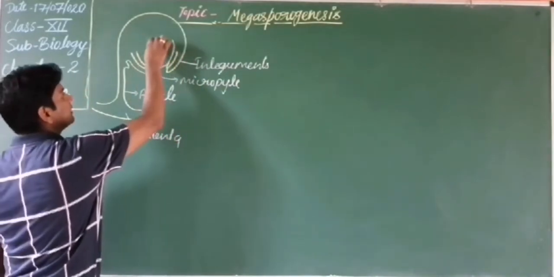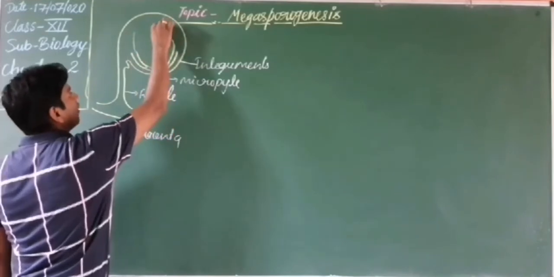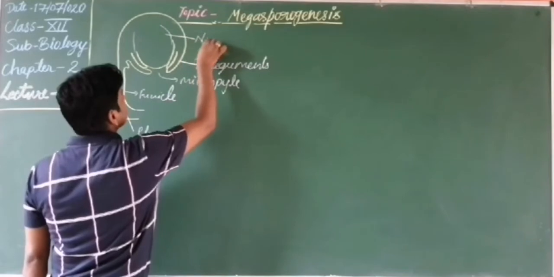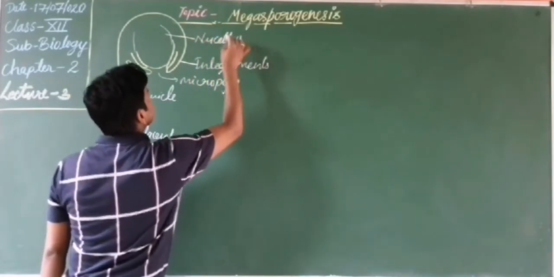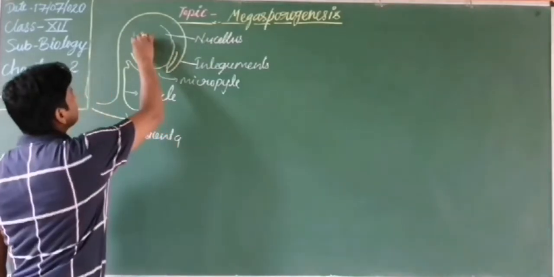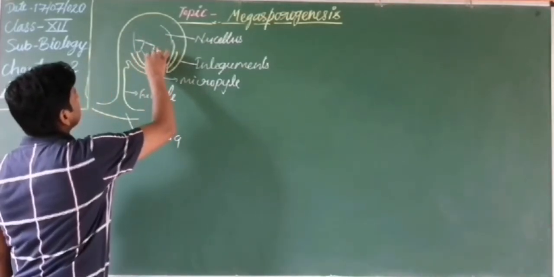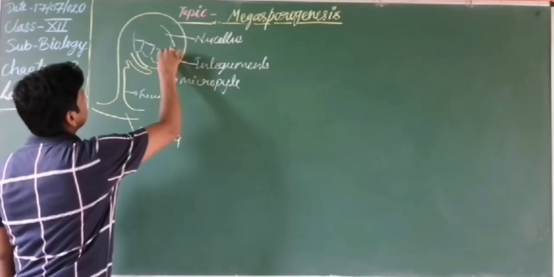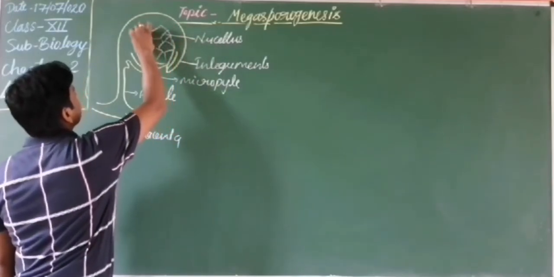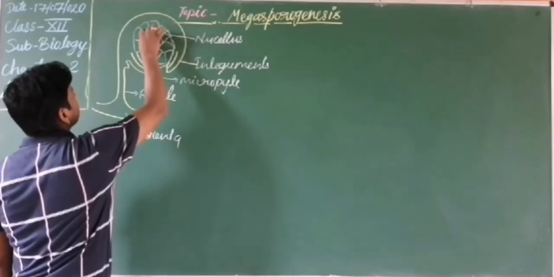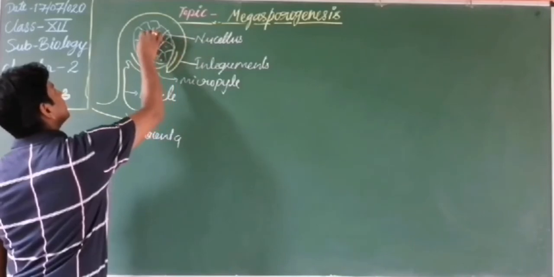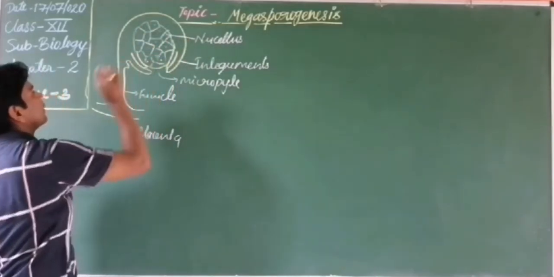Here this is the inner cell mass of the ovule. This is known as the nucellus. Got it? So here in the nucellus, a number of cells are found. Just like this, a number of cells are present here. So these cells make the nucellus structure. These are the cells of the nucellus.